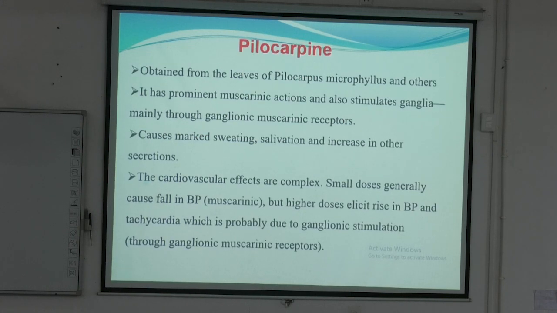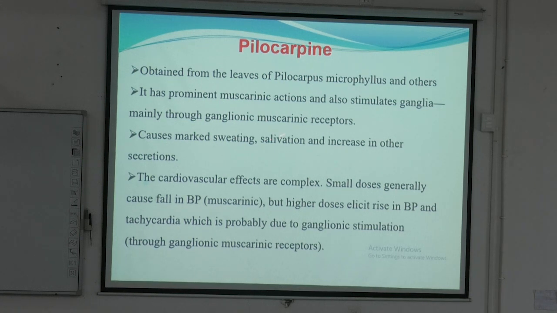Now, coming to pilocarpine. Already we have discussed, pilocarpine is the next drug that is used. It is obtained from the leaves of Pilocarpus microphyllus and different types of other species. So this is a plant. From this, pilocarpine, an alkaloid, is obtained. It has prominent muscarinic actions and also stimulates ganglia, mainly through ganglionic muscarinic receptors. That is, it has no actions on the nicotinic receptors. In the ganglion, there are some muscarinic receptors also. For example, already we have seen the M1 receptor is present. Here it has prominent action on these types of muscarinic receptors.